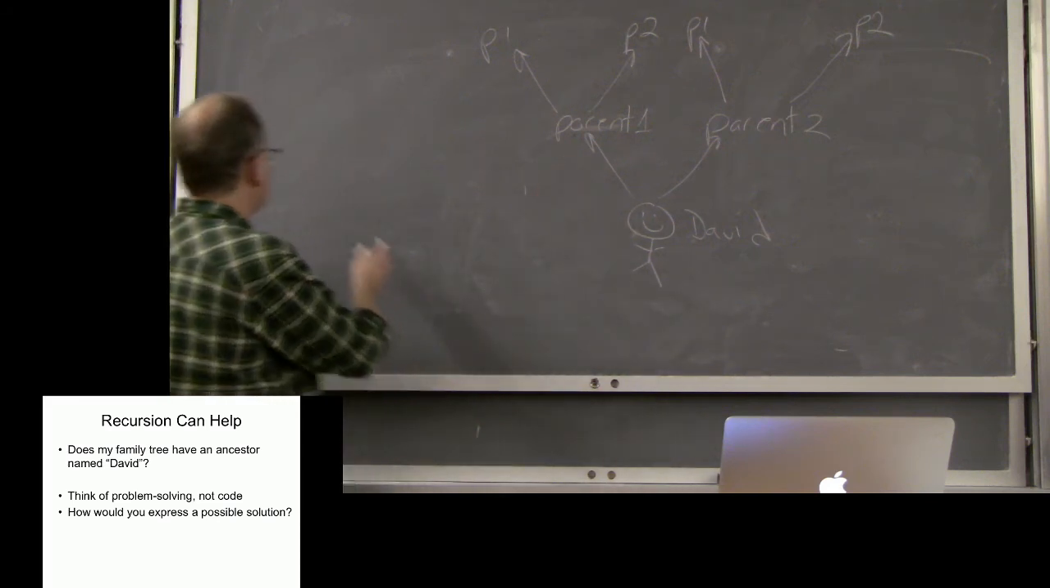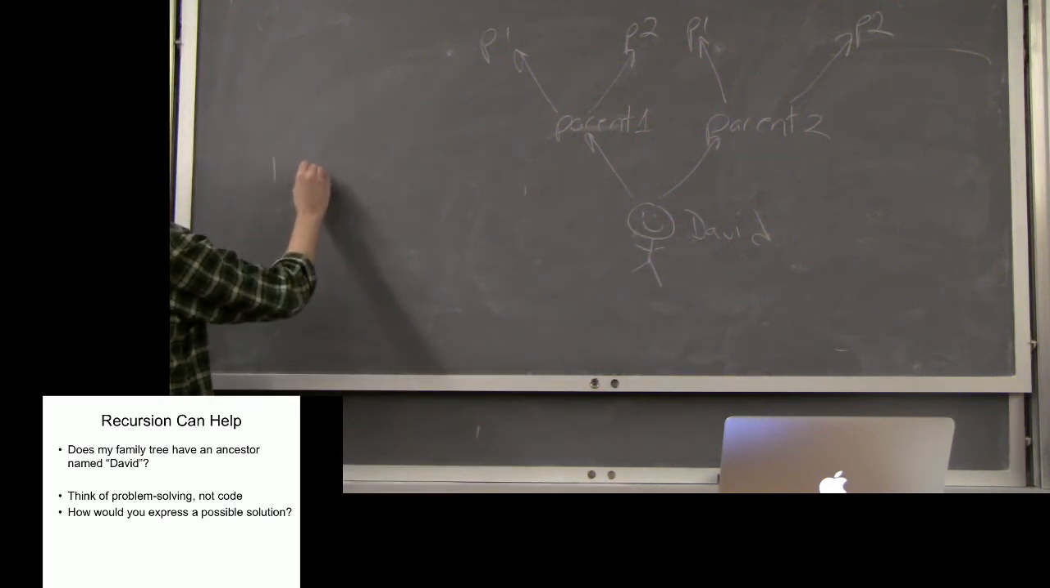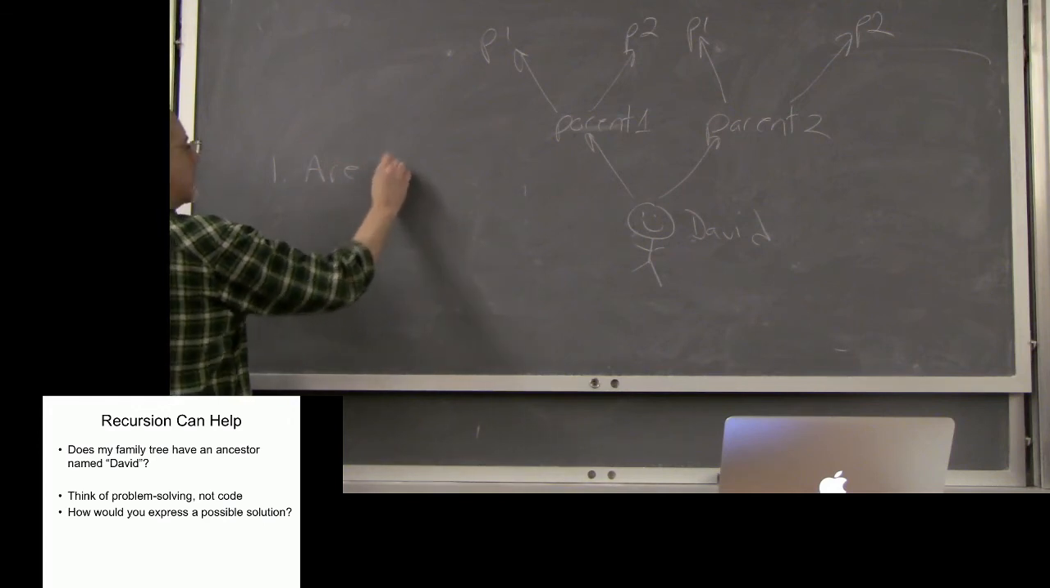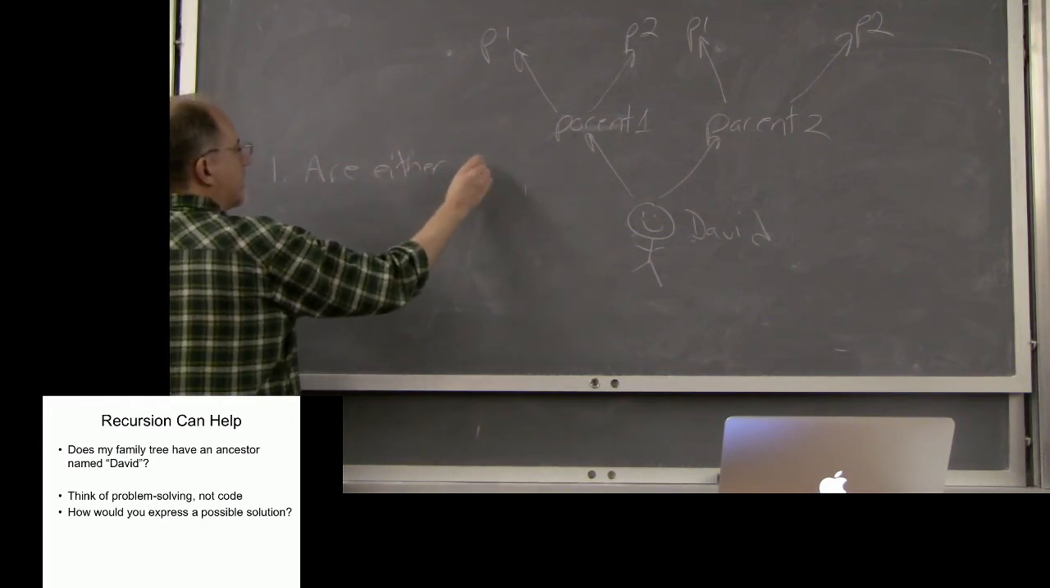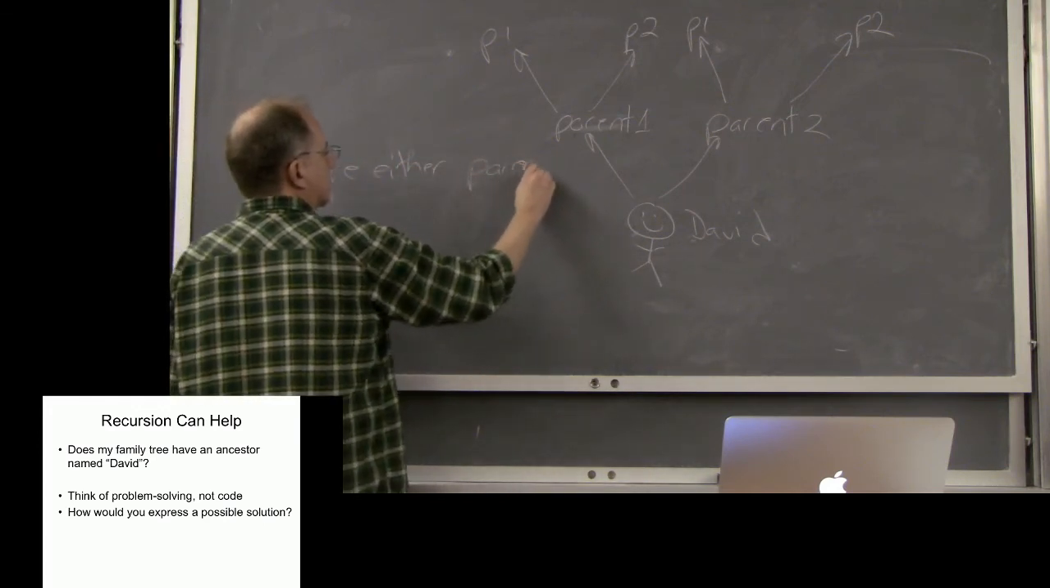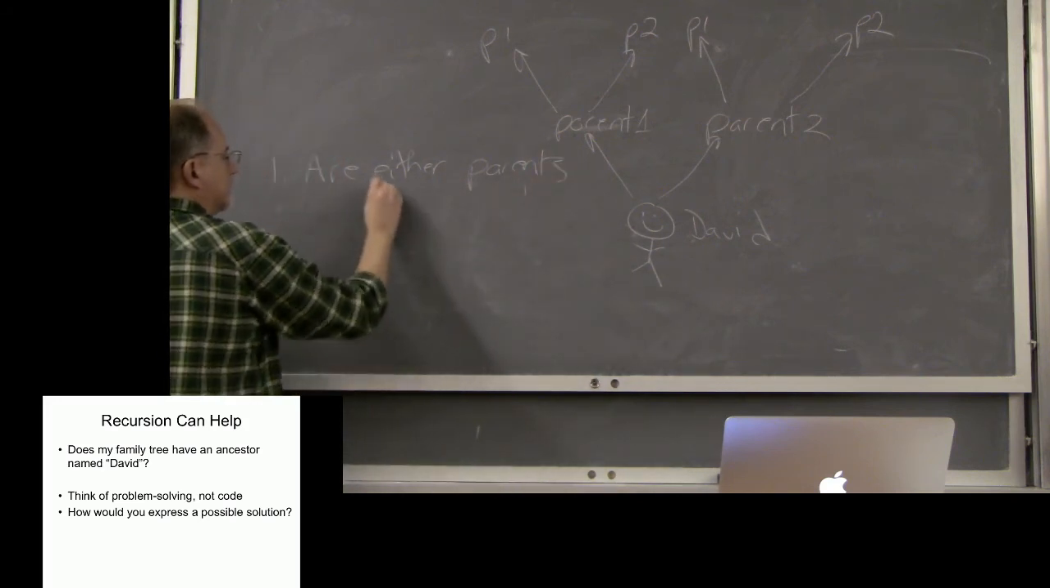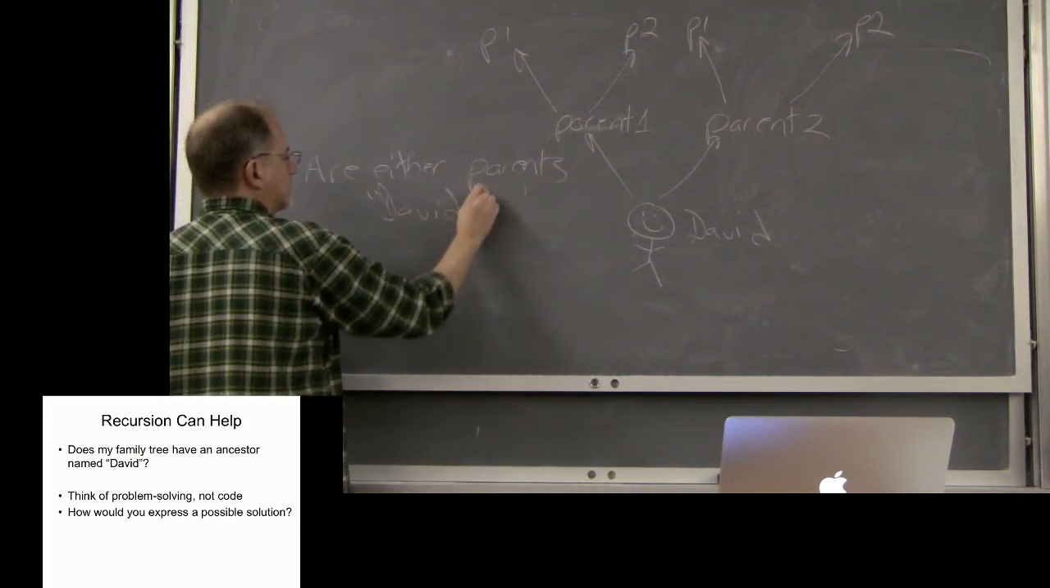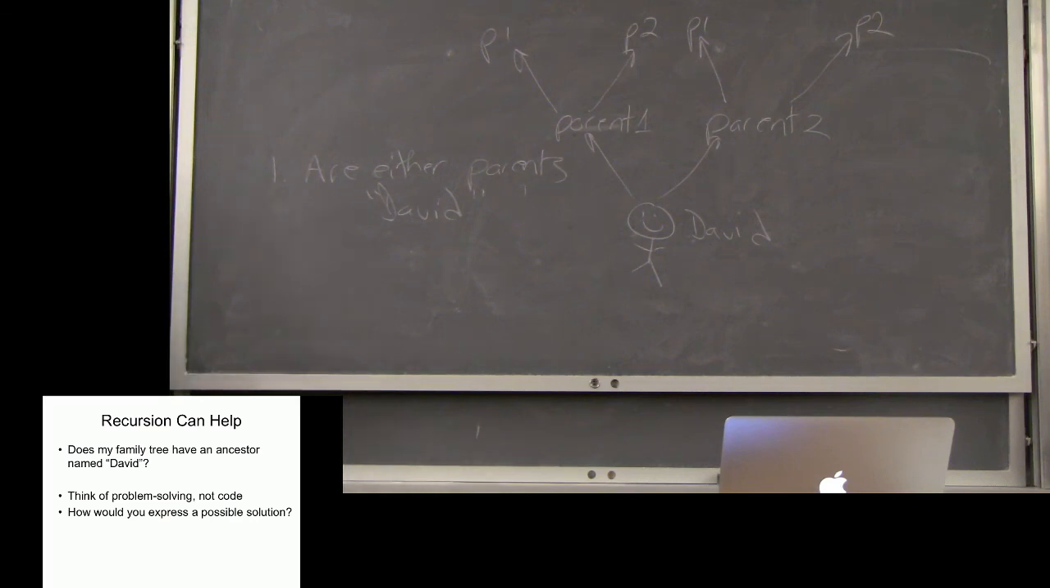Okay, so are either of the parents David? So that's a case we can solve, sort of a base case kind of thing, right? What else can I ask then, if that's not true? If it's true, then I'm done, right? I have someone named David. What's something else I can ask then?